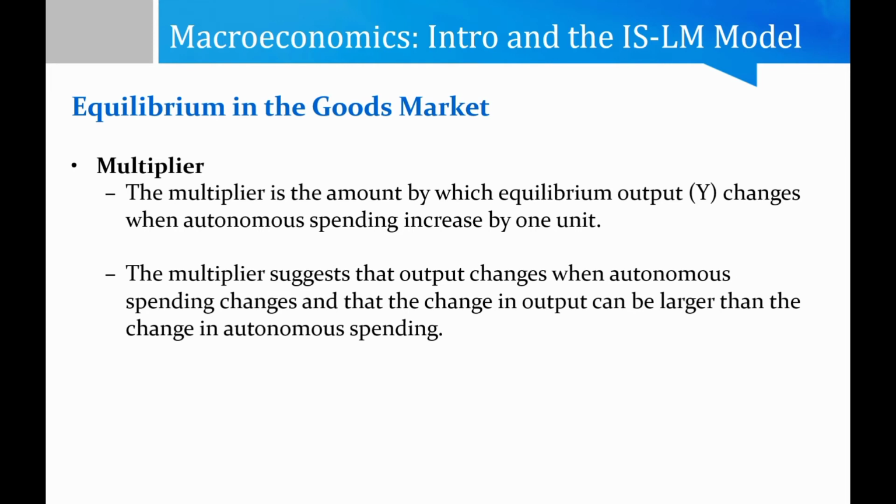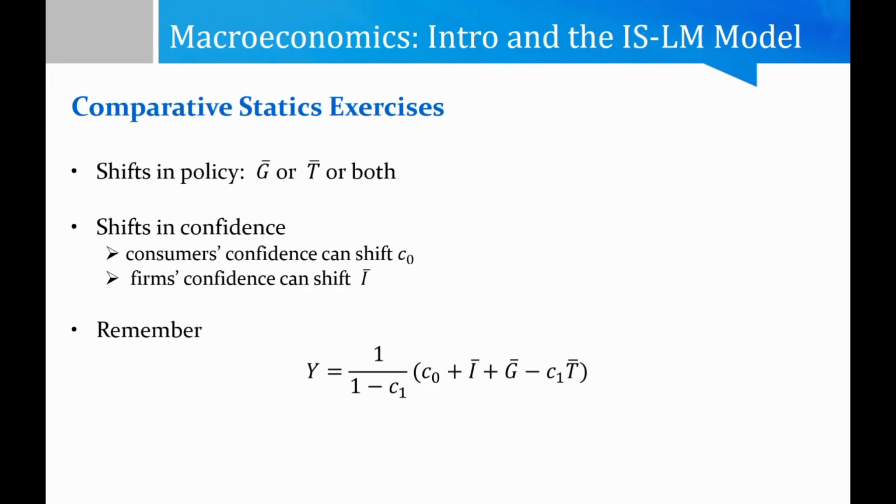Later, we will have an example on this term. The equilibrium output level will change if there is a shift in policy or a shift in confidence. Either the equilibrium Y will increase or decrease, depending on the direction of the shift in policy or the shift in confidence.